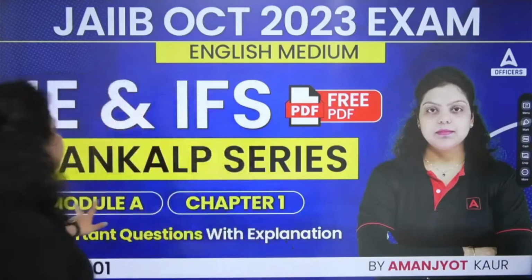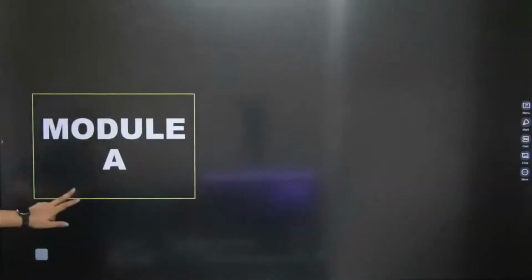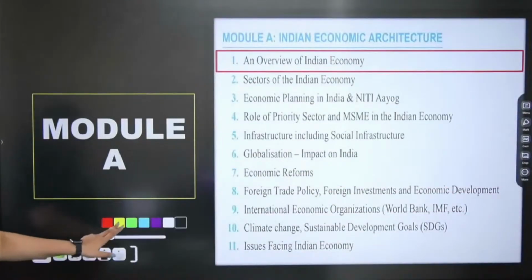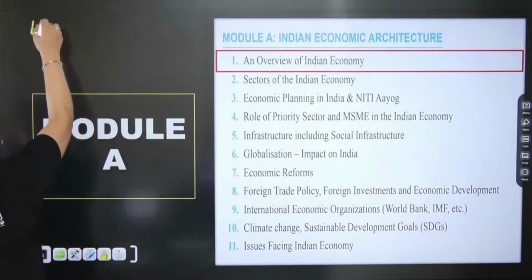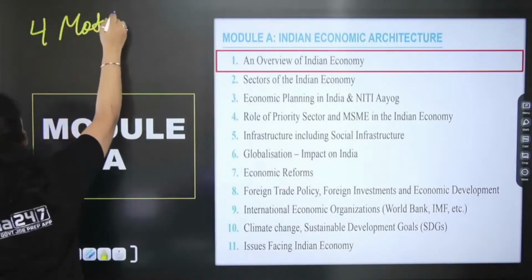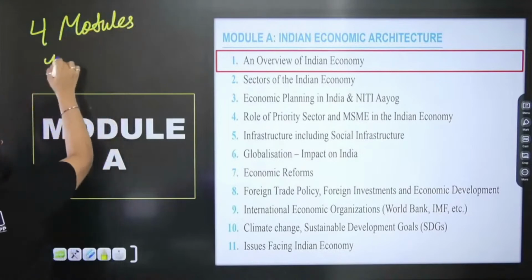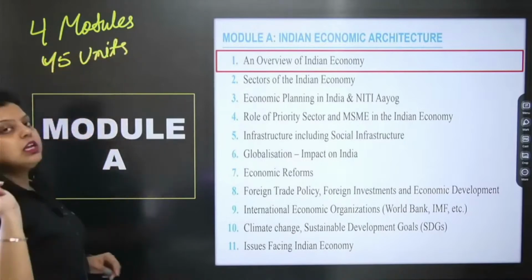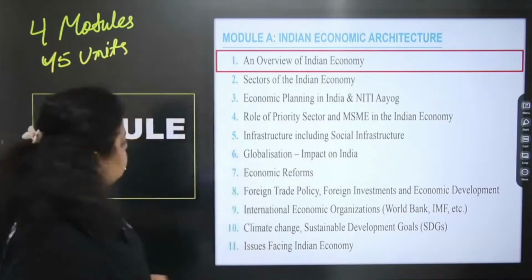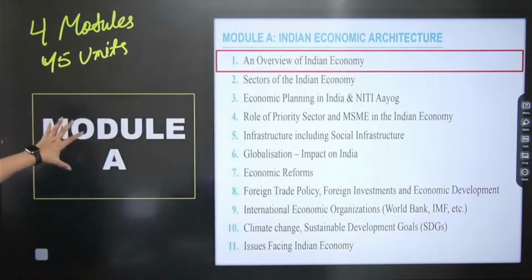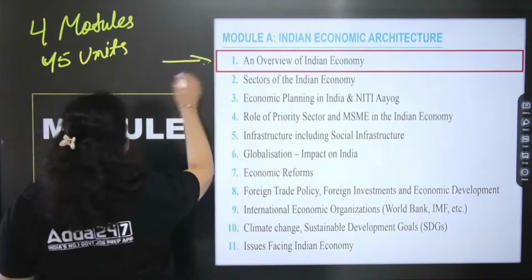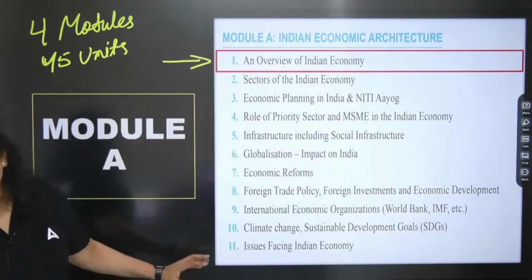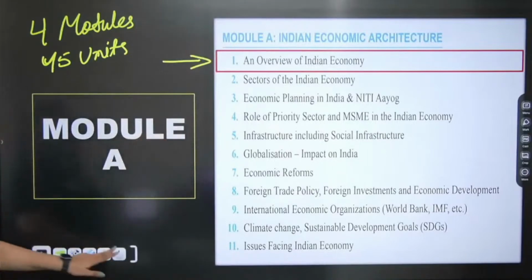So let's start with the first question. Before that, I want to let you know about a certain thing of your subject. First of all, this particular subject has 4 modules. These 4 modules cover 45 units. So we are going to have each and every unit discussed every day in the form of MCQ with explanation. So we are starting from module A, and the first unit is an overview of Indian economy, and the module A covers a total of 11 units here.